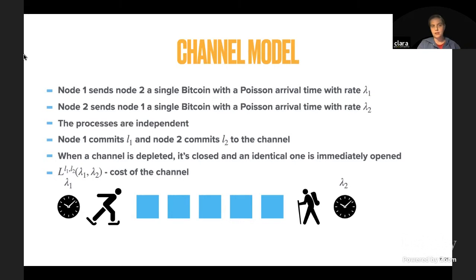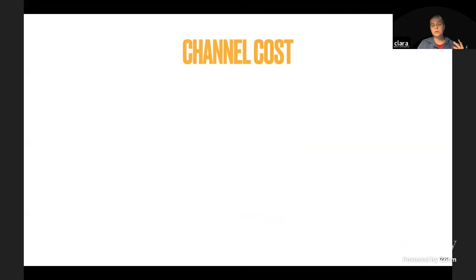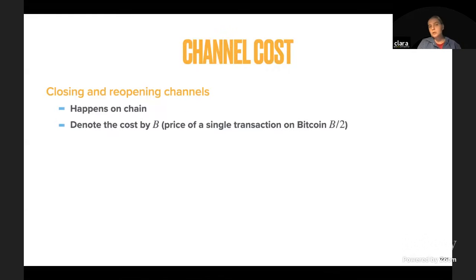So this is the model of the channels. And now we want to talk about the cost of the channel. So one cost comes from closing and reopening the channel. This happens on chain. And we're going to denote the cost by B. And when we're going to compare this to actions on chain, we're going to assume that closing and reopening a channel is going to cost two transactions on chain. So a single transaction is going to cost us B half.